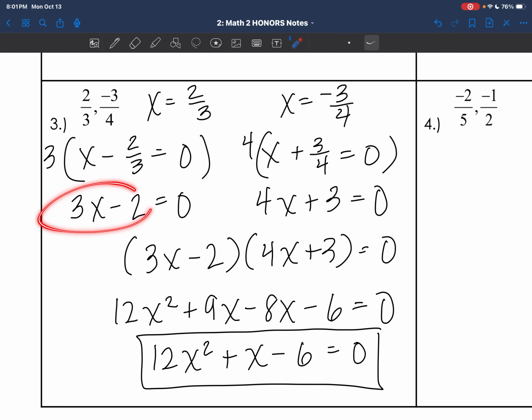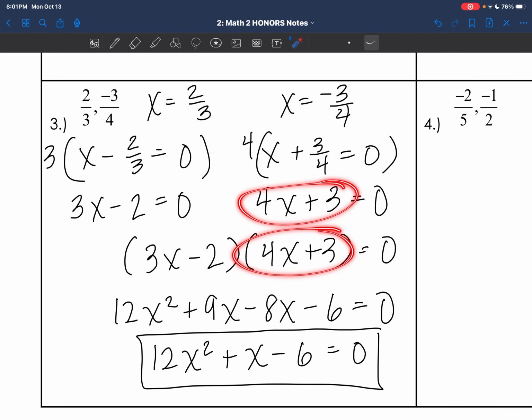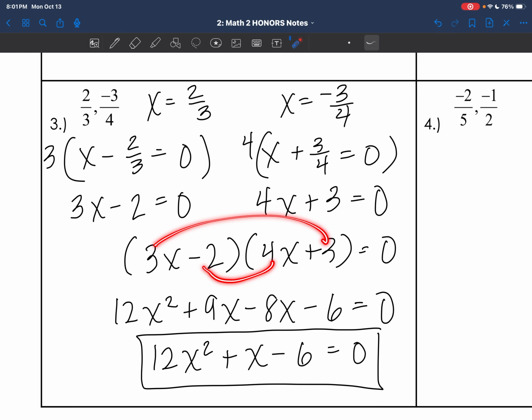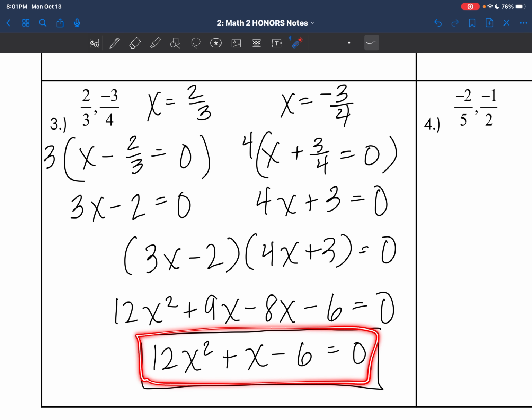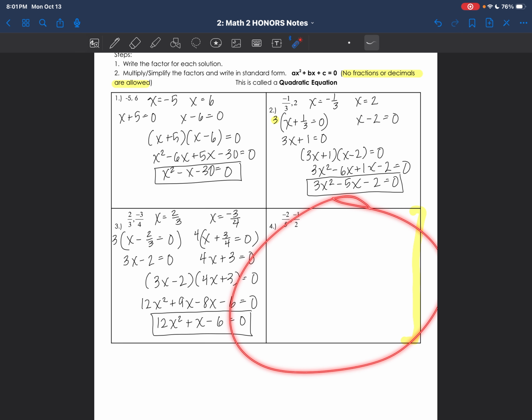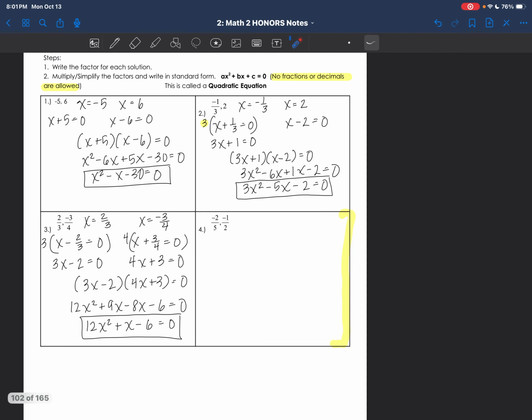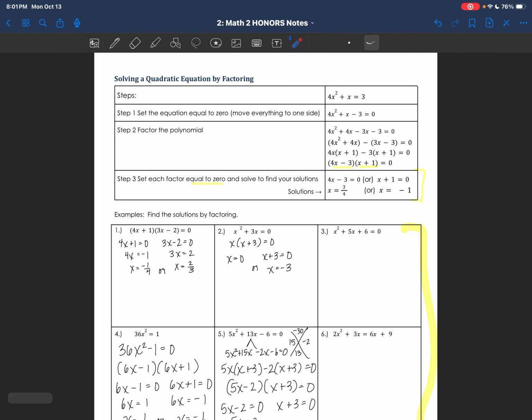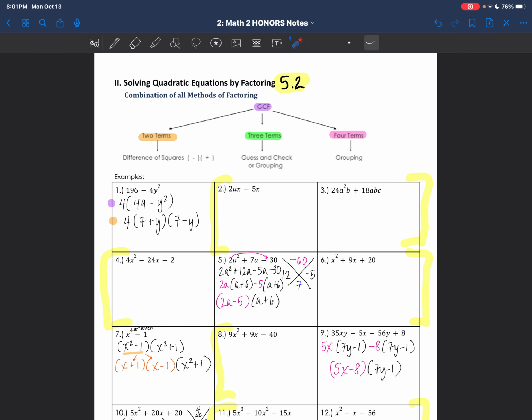Okay, remember, this is going to be your first set of parentheses. This is going to be the second set of parentheses. And then go ahead and distribute. And you should get 12x plus 9x minus 8 minus 6. Combine like terms. And then bring the rest down. So this is your final answer. All right, I want you to try that one. And you do have fractions, so you're definitely going to be looking at that way. All right, and then that is solving quadratic equations by factoring.